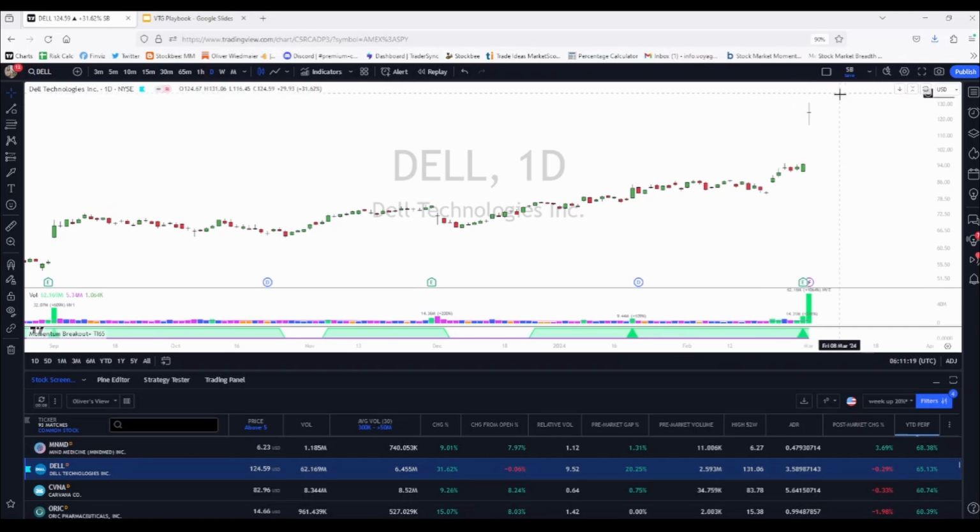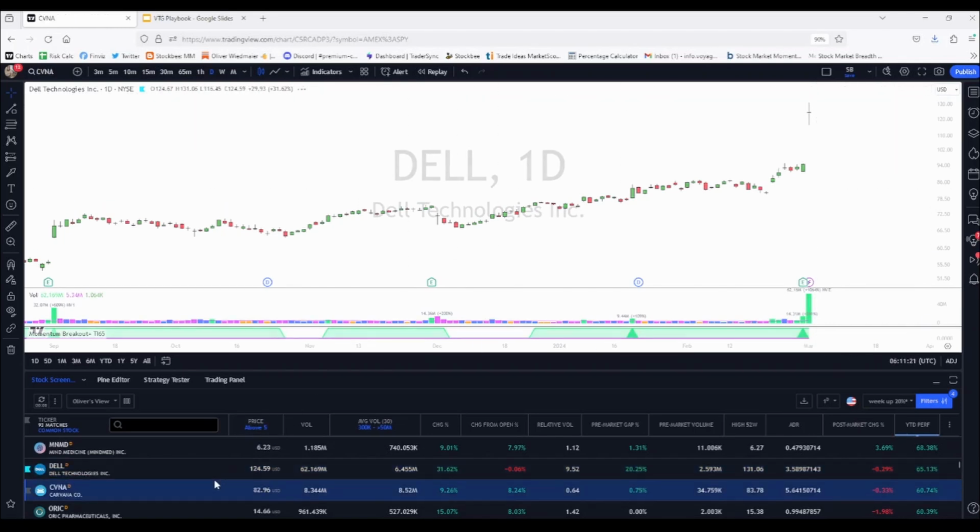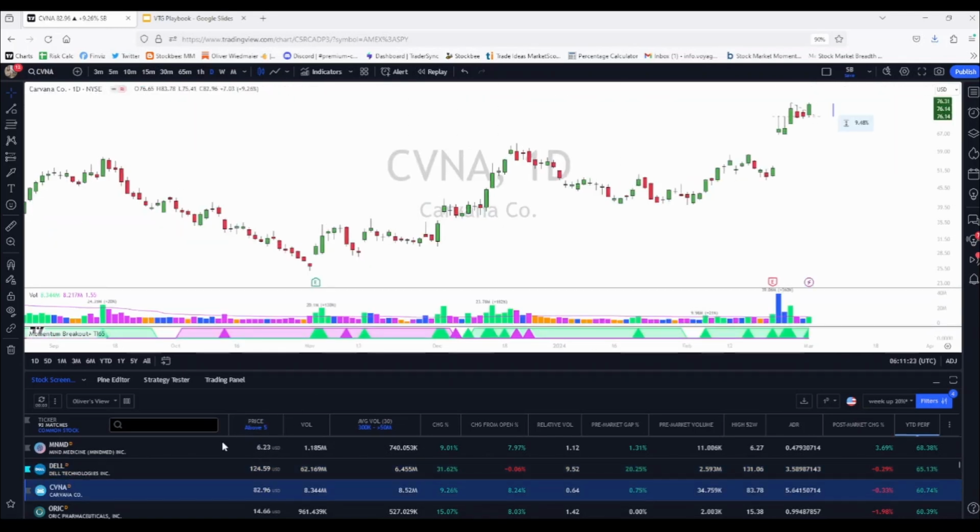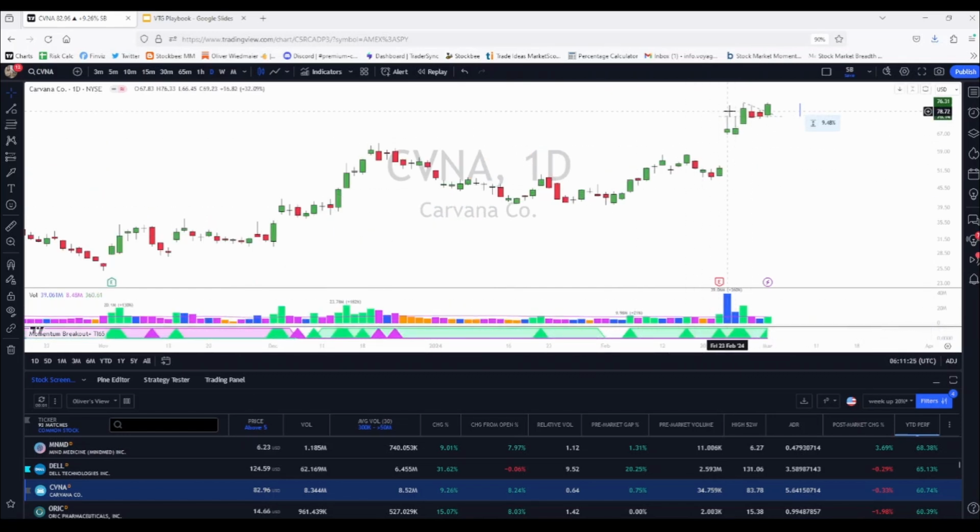Ideally, trade sideways, and then you take it on the follow through. Carvana, again, you have this big gap up, 32%, trade sideways, breakout, 2 days tight, and then a follow through here.